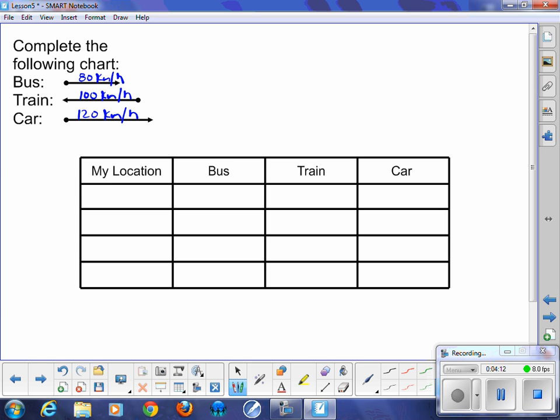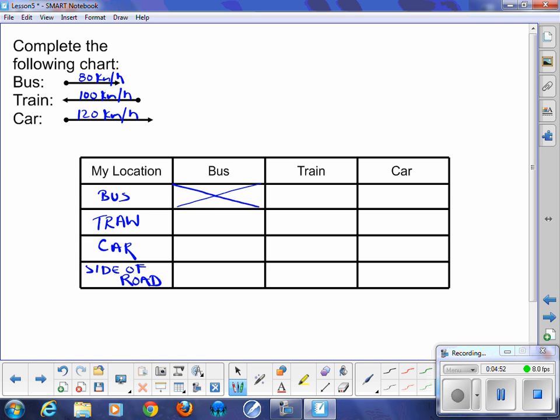So for this chart here, we're going to move us around. We're talking about you, the observer. So your location, we will go bus, train, car, and then for argument's sake, side of road. So what do we observe here? If you're in the bus, I'm not going to really talk about the bus when you're in the bus. If you look out the window at a train that you're passing, what will it look like when you're on the bus?